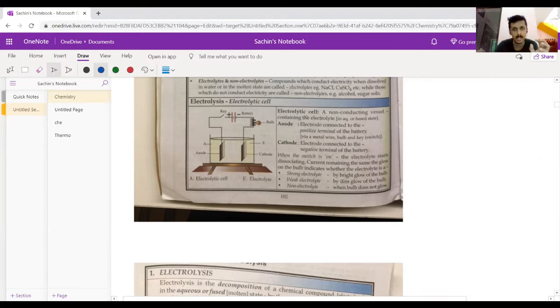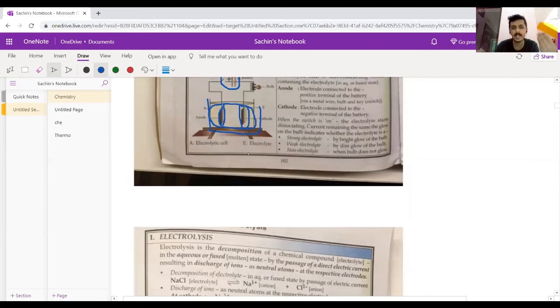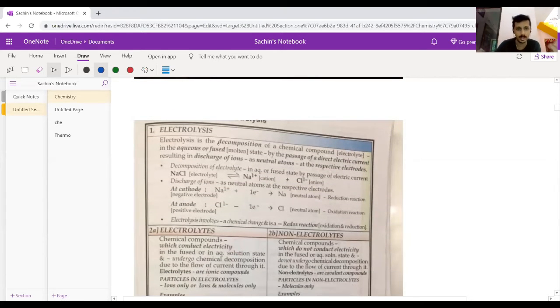Just to mention, it is an electrolytic cell, which is a non-conducting vessel through which electricity passes, and we have two electrodes. In a general structure, we have an electrolytic solution. We'll discuss what these are in the future sections. We have two electrodes, one a positive electrode and another a negative electrode, and we have a battery which will generate electricity. So let's come to the fundamental definition.